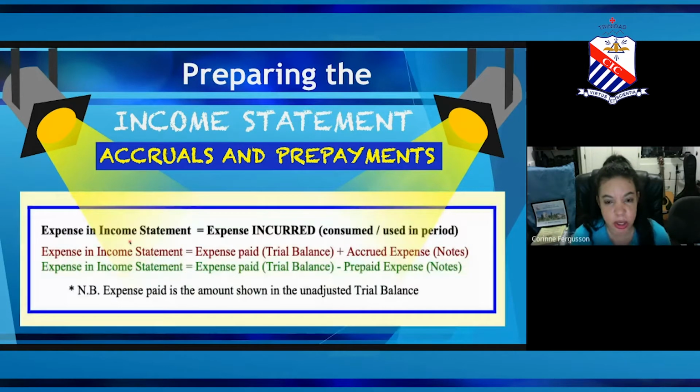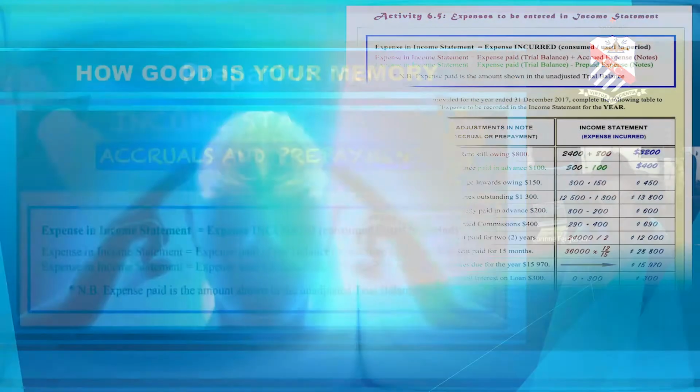This is in your workbooks, this little note, and as you can see, it says if you want to find the expense that goes into the income statement, it is the expense paid, which you find in the trial balance, add the accrual. And if you want to find the expense in the income statement and there's a prepayment, it will be the expense paid, which is in the trial balance, minus the prepayment.